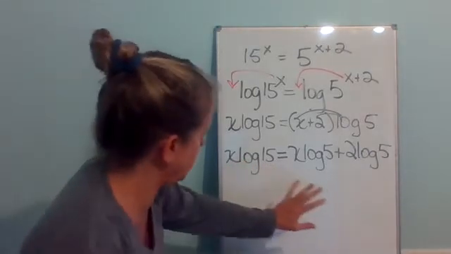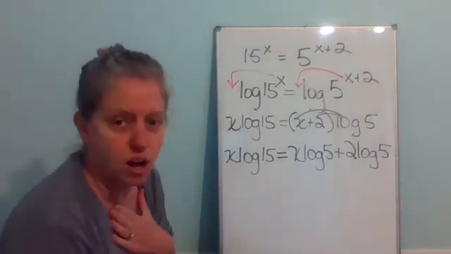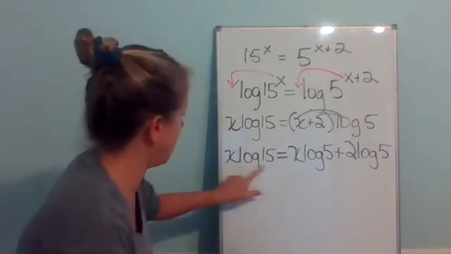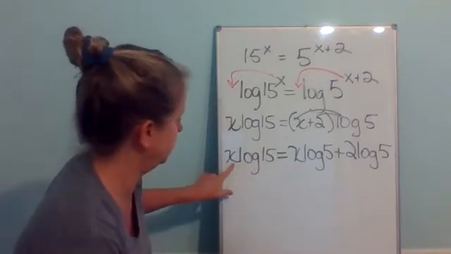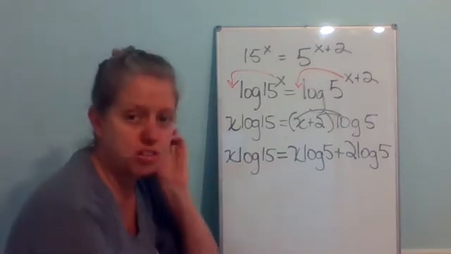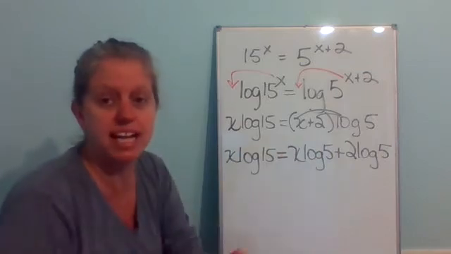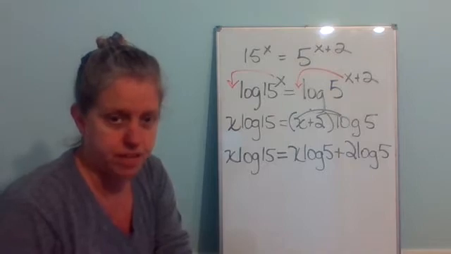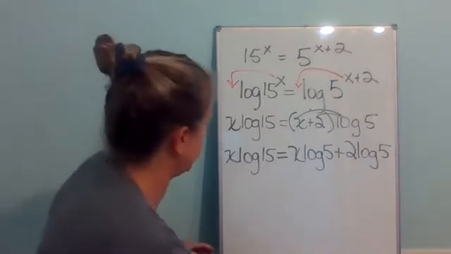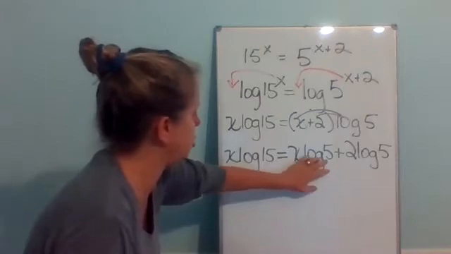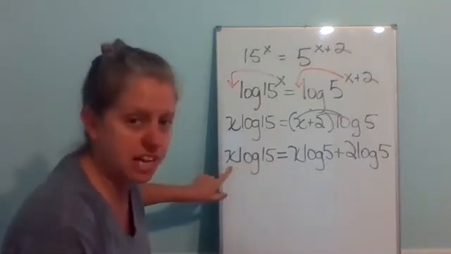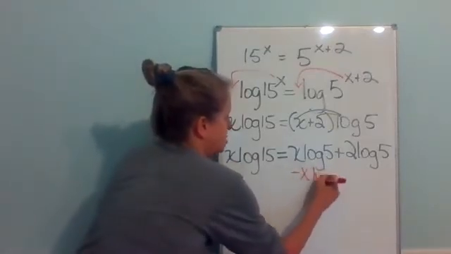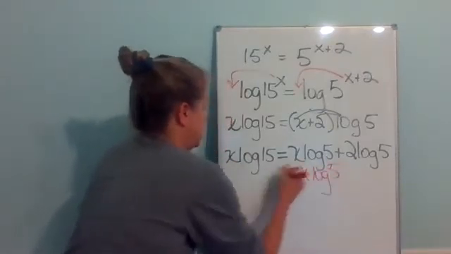So let's think about this. I'm trying to solve for x, right? x needs to be isolated. I see x's on both sides of my equal sign. So I want both of the terms that have an x to be together on one side of my equal sign. I'm going to move this x term over here to be on the same side as this x term by just subtracting x log 5 from both sides.